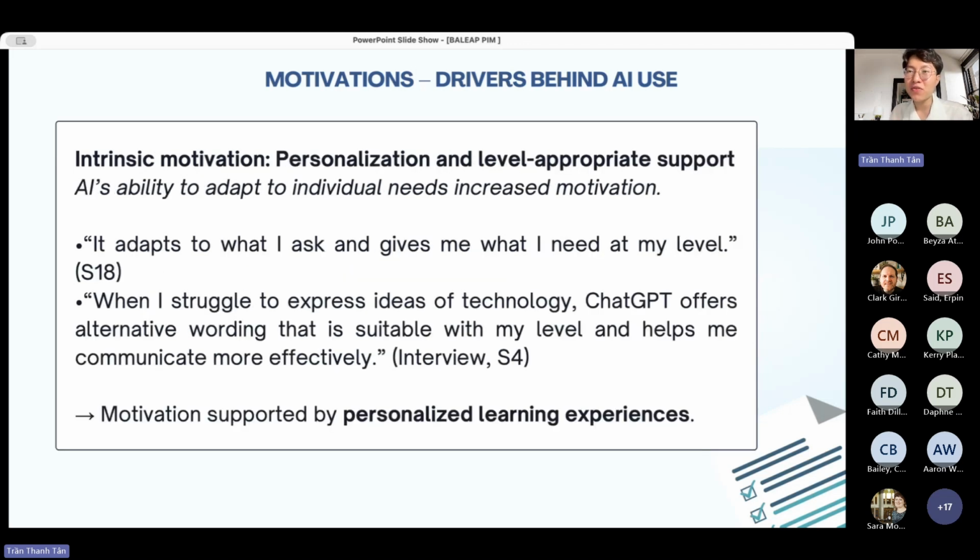And the final driver from the intrinsic aspect is personalization and level of progress support. In reflection 18, the student shared that AI adapts to what he or she asks and gives him or her what he or she needs at his or her level. And interviewee number 4 shared that "when I struggled to express my ideas on the topic of technology, ChatGPT offered alternative wording that is suitable for my level and helped me communicate more effectively."